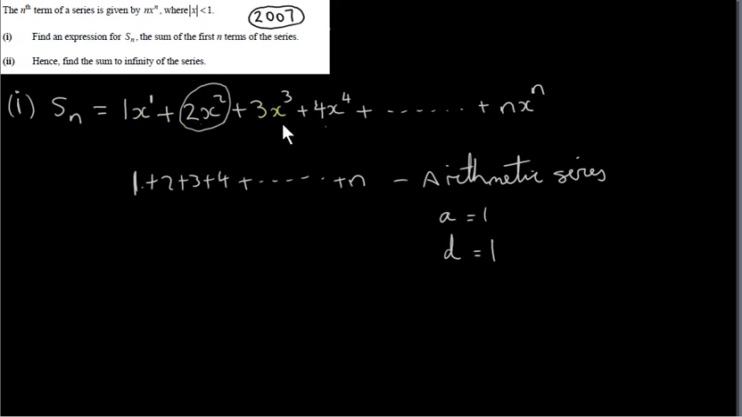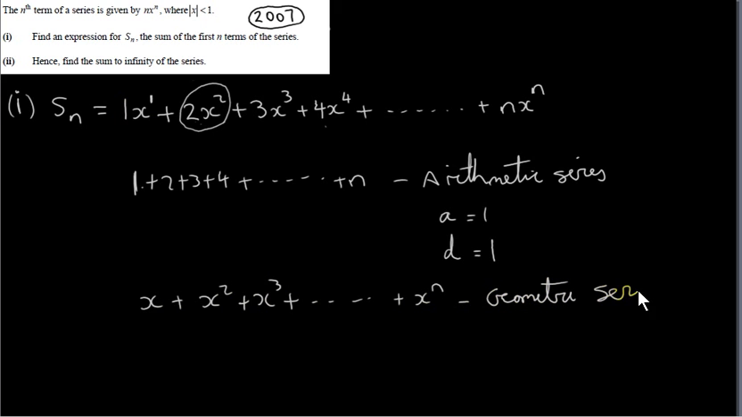So the coefficients in each term follow an arithmetic series. Now if we look at the other part of each term, that's the part involving x, we have x plus x squared plus x cubed plus dot dot dot as far as x to the power of n. We see that this is a geometric series. The first term denoted by small a is x, and we have the common ratio denoted by the letter r is actually x as well. If we multiply the common ratio x by any term, we get the next term and so on.